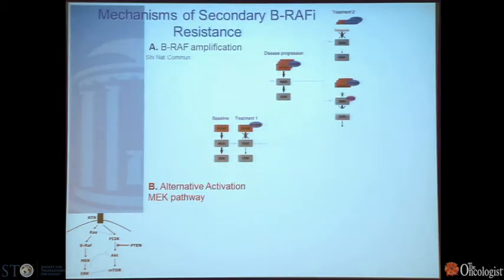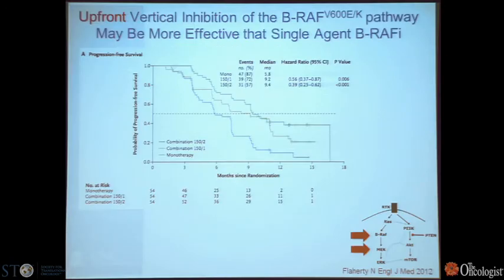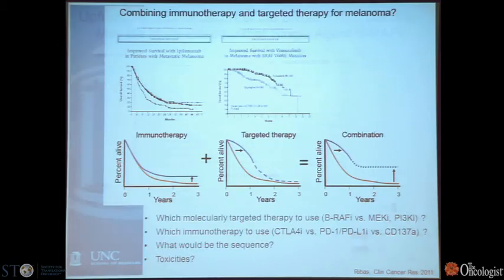And I want to show you this: if you now combine the B-RAF plus the MEK inhibitor, there is early evidence that the progression-free survival with the combination is better, reaching a 9.2 month progression-free survival benefit compared to single B-RAF alone.